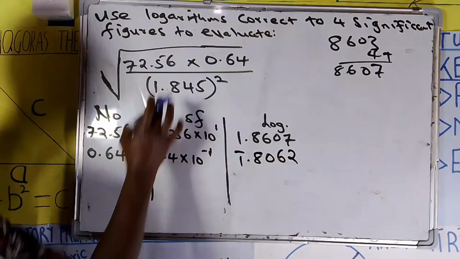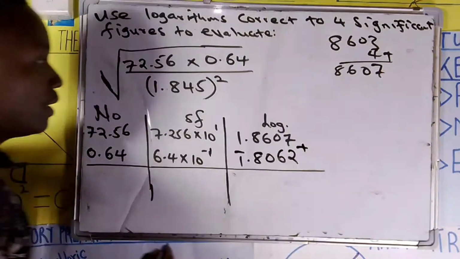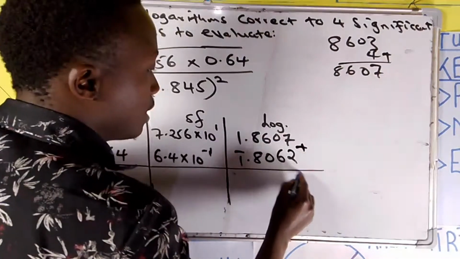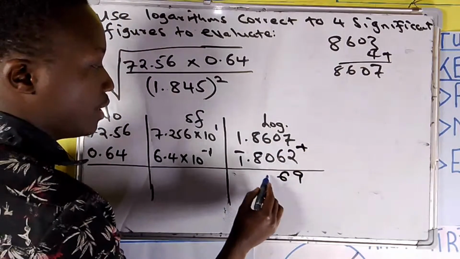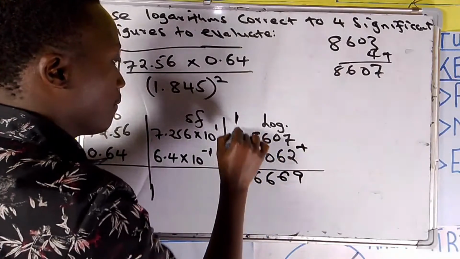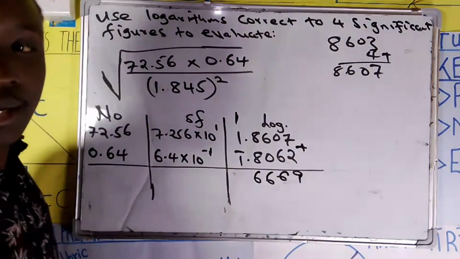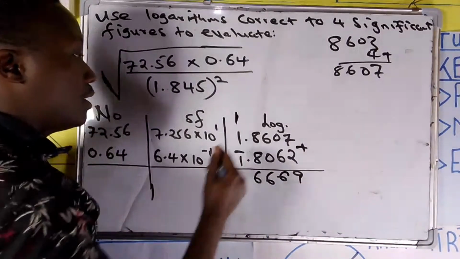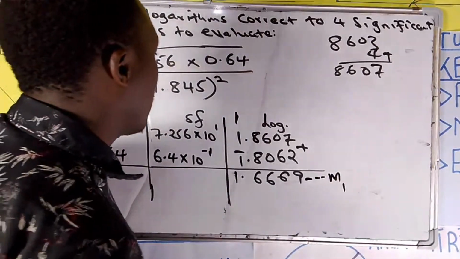8062. And because it is multiplication, when we add, 7 plus 2 is 9. 0 plus 6 is 6. 6 plus 0 is 6. 8 plus 8 is 16, carry 1. 1 plus minus 1 is the same as 1 minus 1, which is equal to 0. 0 plus 1 is 1. And by doing that, you are awarded 1 mark.